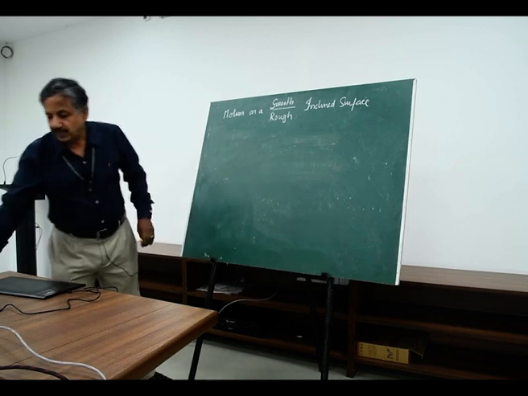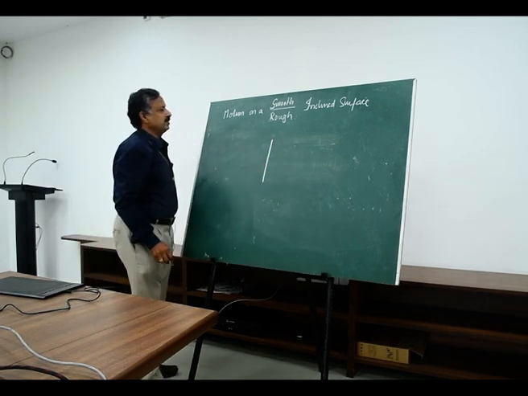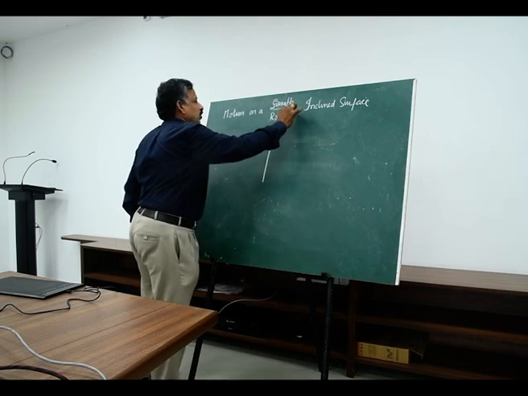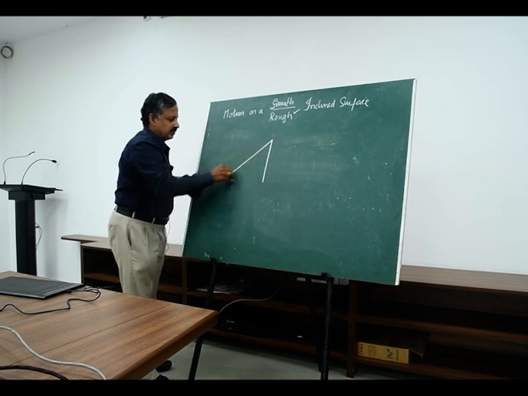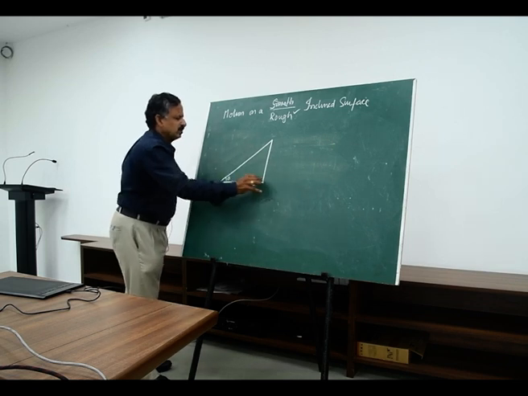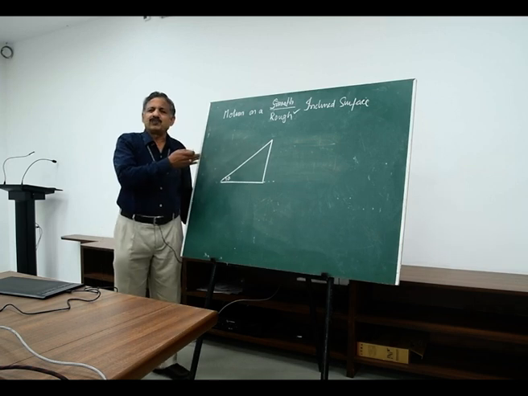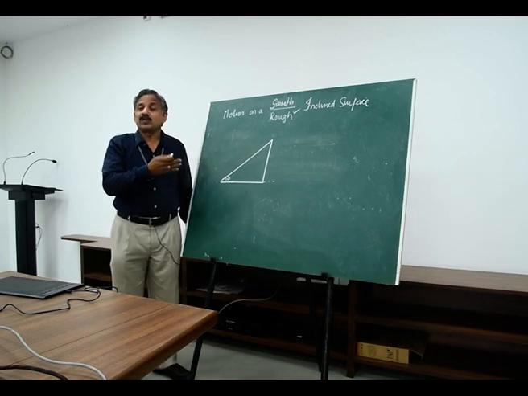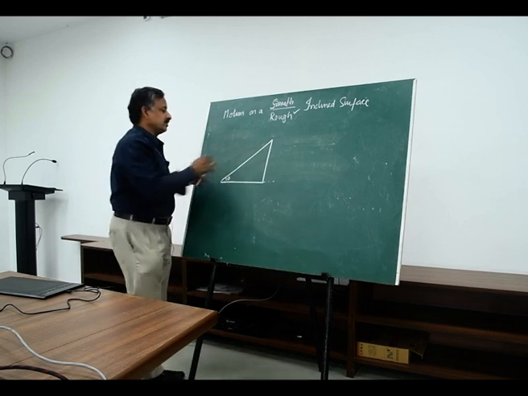So I consider once again an inclined surface. First we have seen smooth, now this is rough. So I consider the same inclined surface, and here is the level ground. Level ground is nothing but the table on which you do the experiment, and this is in the shape of a wedge. Normally problems are asked on a wedge.